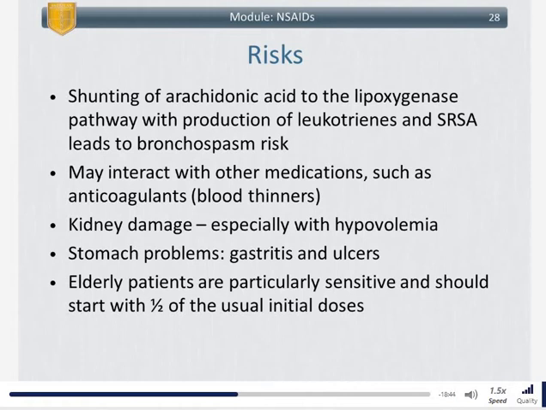Stomach problems, gastritis, and ulcers. These are all the risks associated with anti-inflammatories. Elderly patients are particularly sensitive, and you should start generally with half of the typical dose.